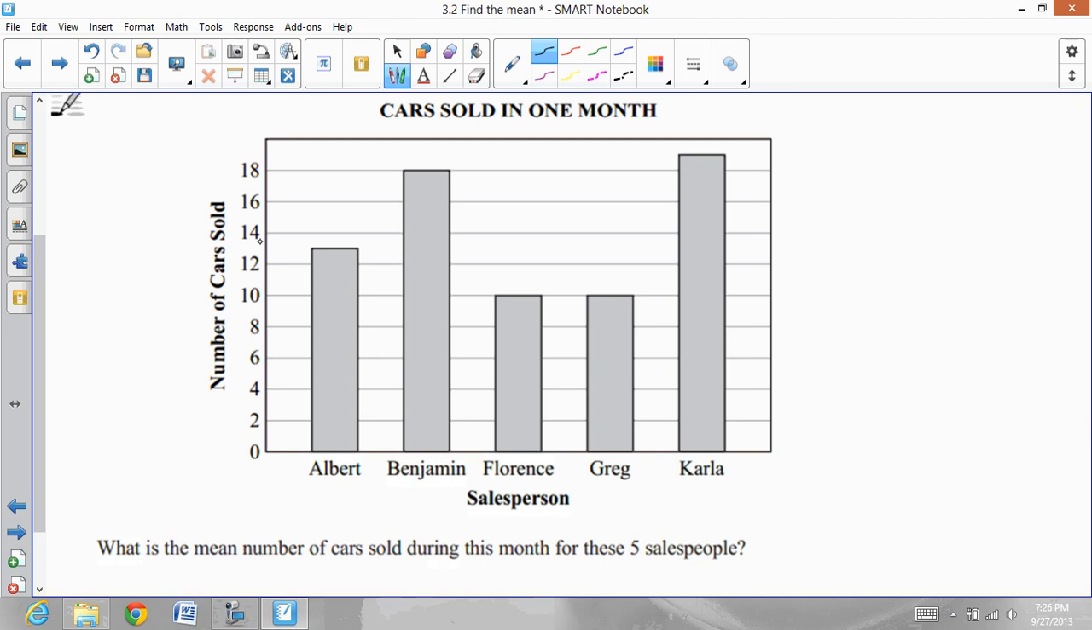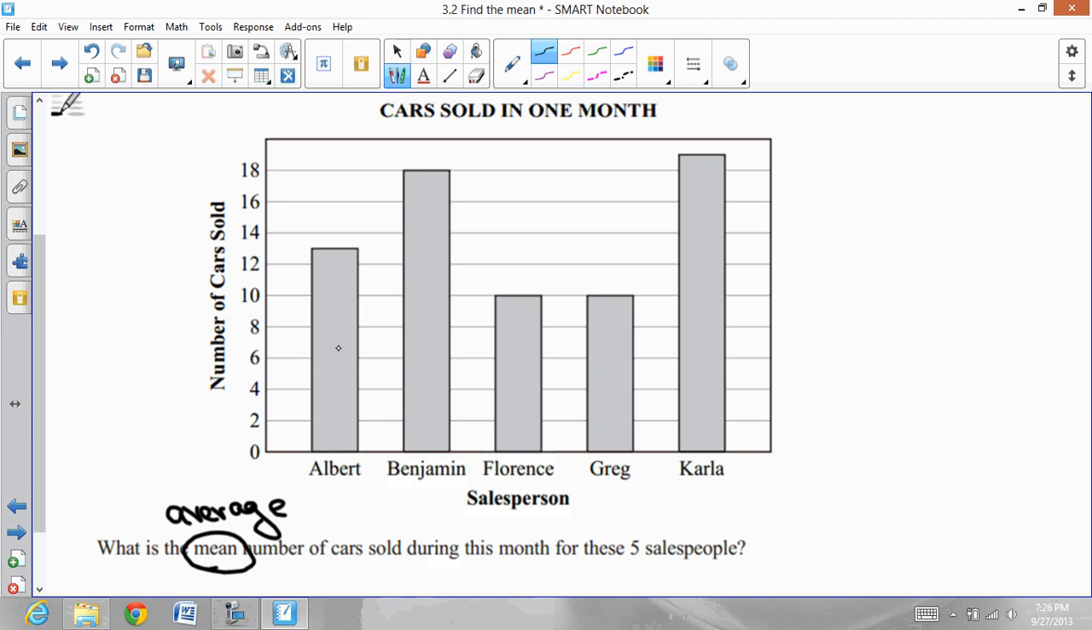If you look on the vertical axis, the number of cars sold, you have numbers ranging from 0 to 18 in intervals of 2. So they are skip counting by 2s. The question is asking you what is the mean number of cars. When they're asking you what is the mean, they can also ask you what is the average. So what is the mean number of cars sold during this month for these 5 salespeople?